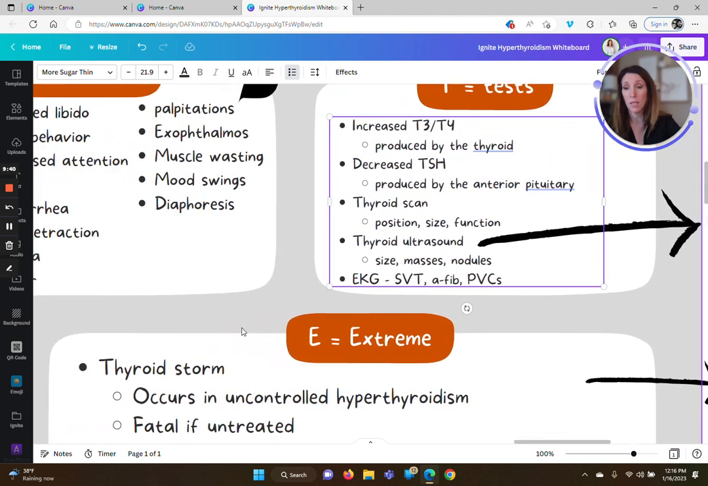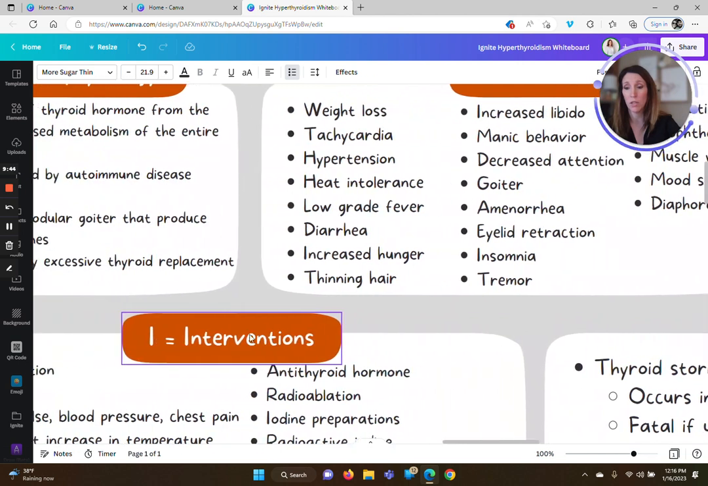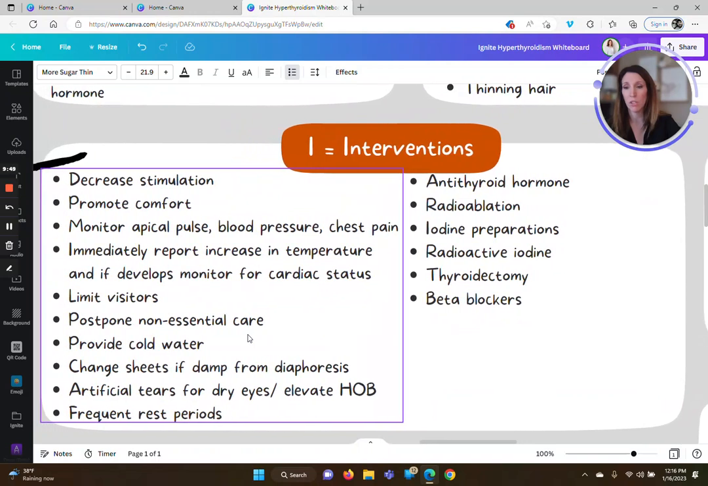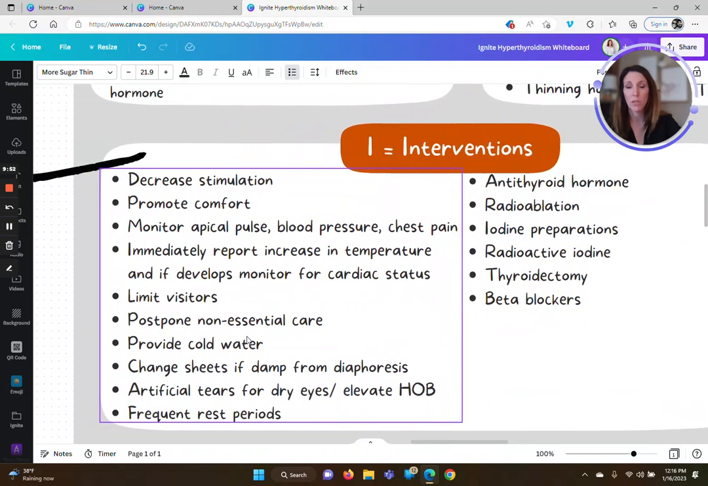Okay, we need to go down here to interventions, and oh my gosh, there are so many things that we need to think about for these patients as far as interventions, because they are not in good shape. So one of the things is to decrease stimulation. So turn off my lights. Don't let me have 50 visitors. If I'm in the hospital with a hyperthyroidism problem, we really need to try to decrease stimulation. That might also include not having access to tablets and phones and all the things that keep our minds racing 100 miles a minute. And then promote comfort, make sure their bed is comfortable, that they're in the best state that they can be to just be relaxed and be calm.